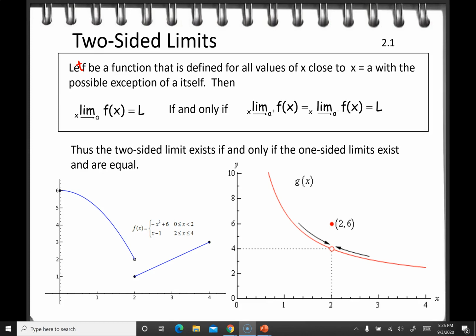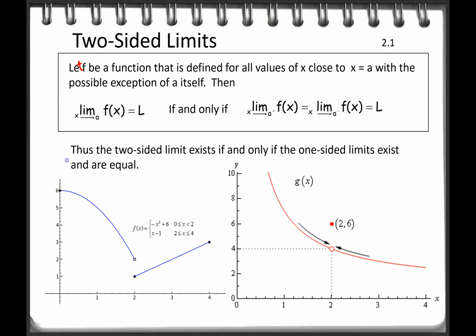It sounds really confusing. Basically, it's saying this, and this is key right here. The two-sided limit exists if and only if the one-sided limits exist and are equal. Let's do an example with that. I've kind of hinted at this with tables in the homework before, so it shouldn't come as a huge surprise, but it's the first time we've really identified it.